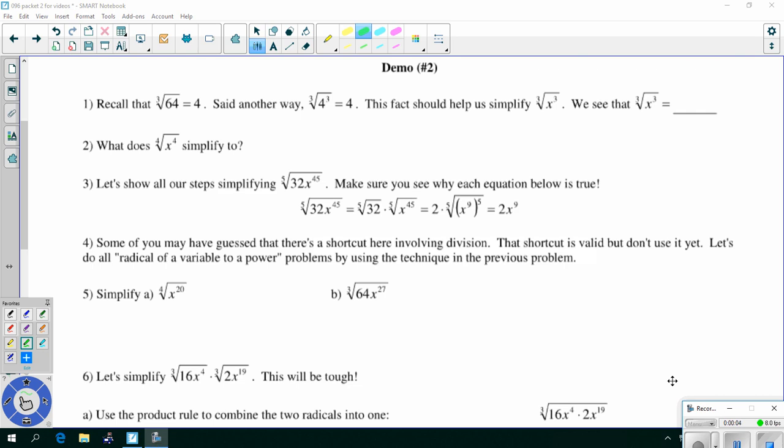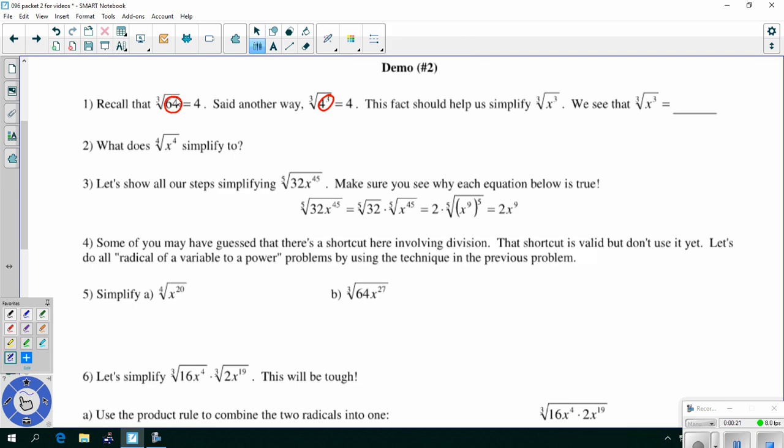Lesson number 16, demo number 2. Recall that the cube root of 64 is 4. Said another way, the cube root of 4 cubed is 4. That's saying exactly the same thing because we know that 4 cubed is equal to 64. This fact should help us simplify the cube root of x cubed.